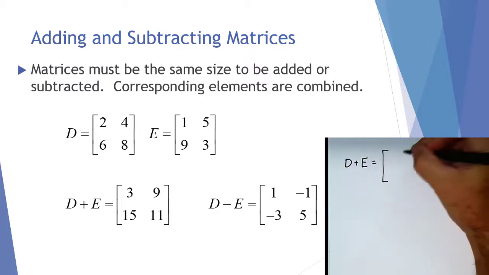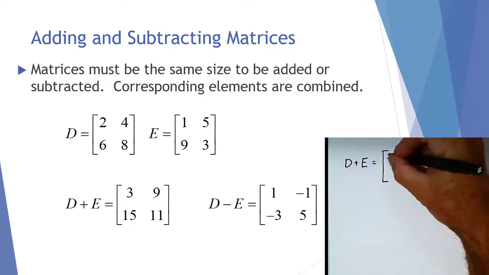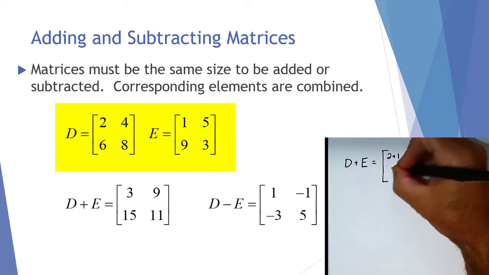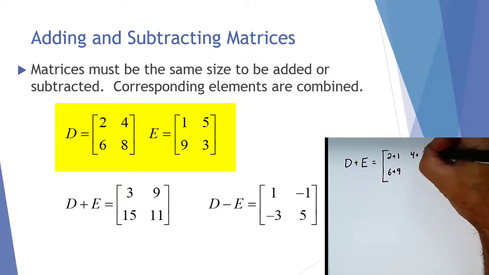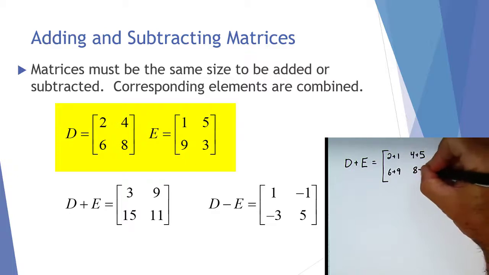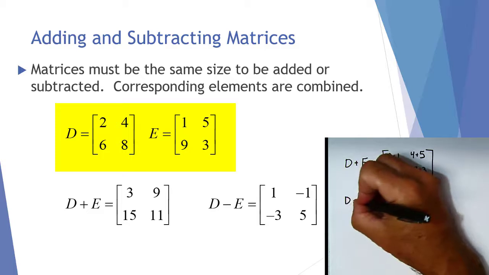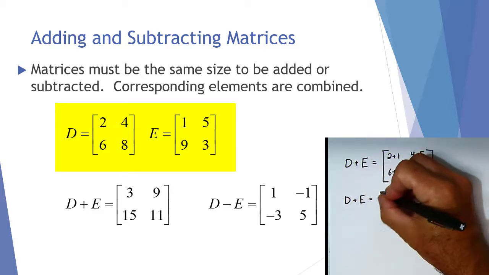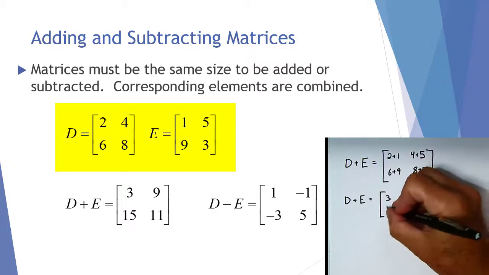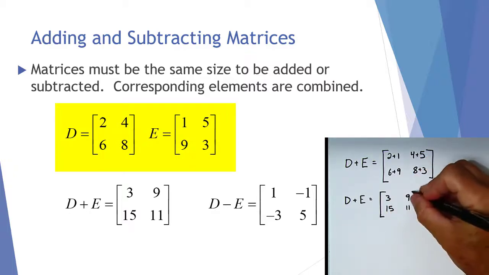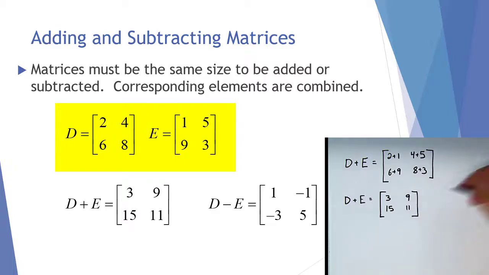All we need to do is add corresponding elements. So in this case, that means we'll have 2 plus 1 in the top left, 6 plus 9 in the bottom left, 4 plus 5 in the top right, and 8 plus 3 in the bottom right. And that's going to be our new matrix. D plus E is then the matrix 3, 9 in the top right, 15, and 11, and that's all there is to that. And I'll bet you know exactly what to do to find D minus E then.